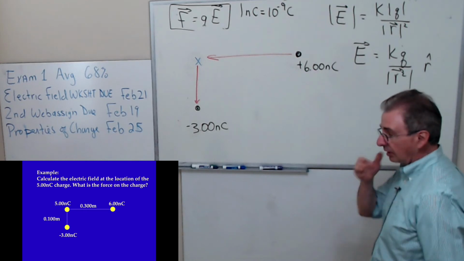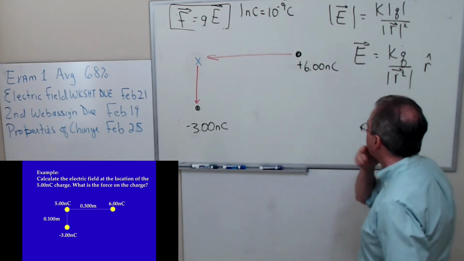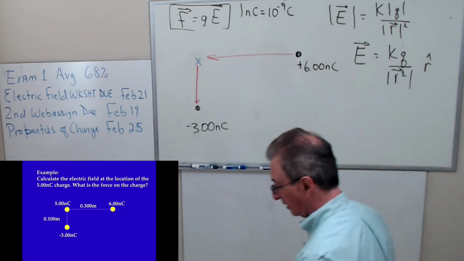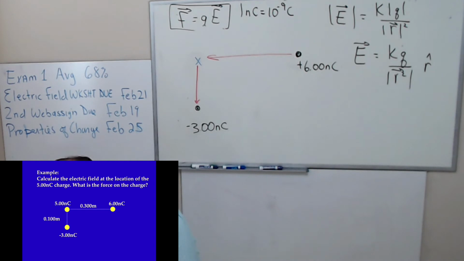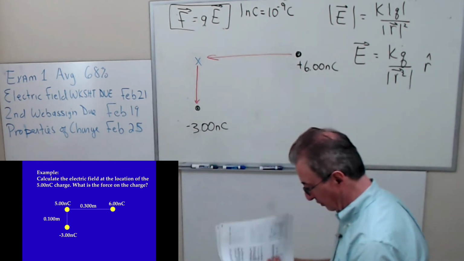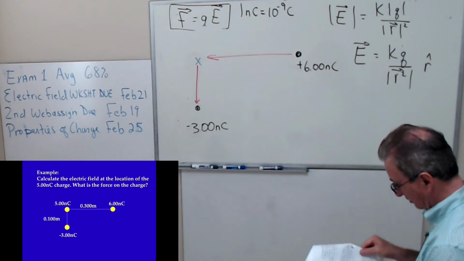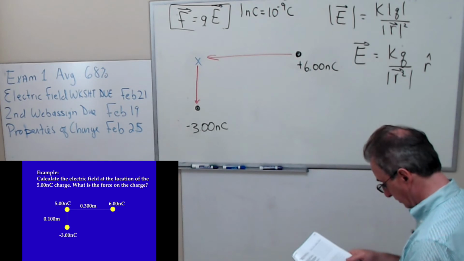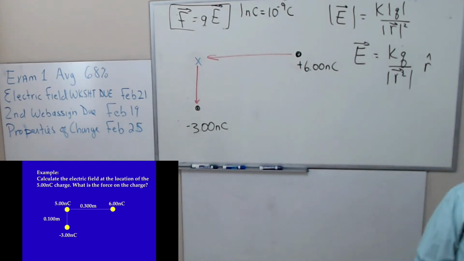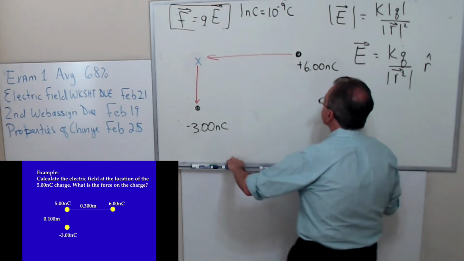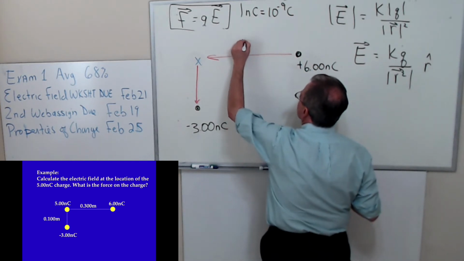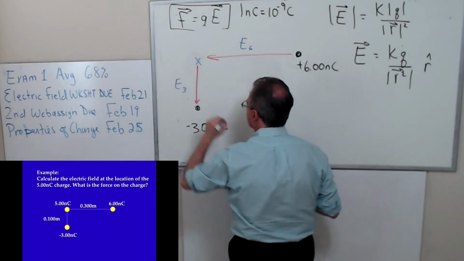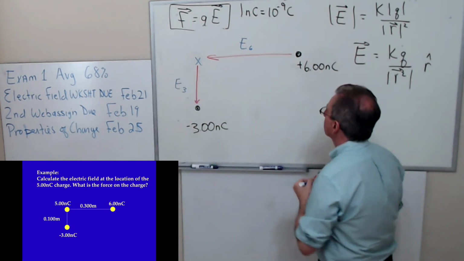Okay, so I know the field due to this one. Maybe I should label some things, huh? Call one number 1 and the other one number 2. I'm going to be consistent with my notes so I don't mess up. Let me call this E6 because of this guy, and this E3. Is that okay?